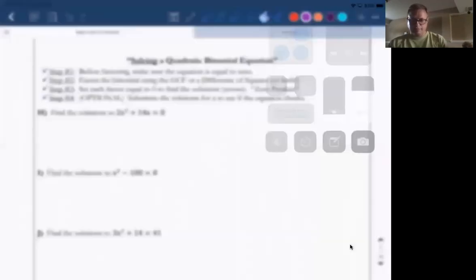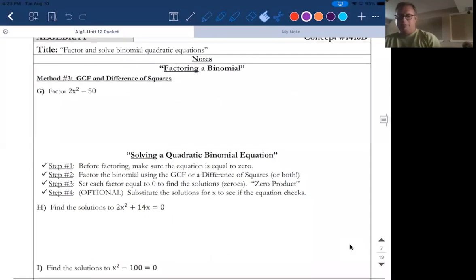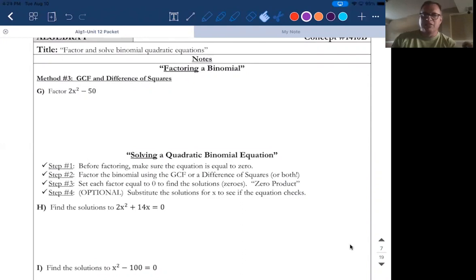In our last video, we looked at factoring a quadratic binomial equation. I've got one more thing to show you with that. So to do so, let me do a little sharing of the screen. Before we get to solving, here's the factoring part. The one thing left I want to share with you is, can you use a greatest common factor and a difference of squares at the same time? And the answer is you bet.